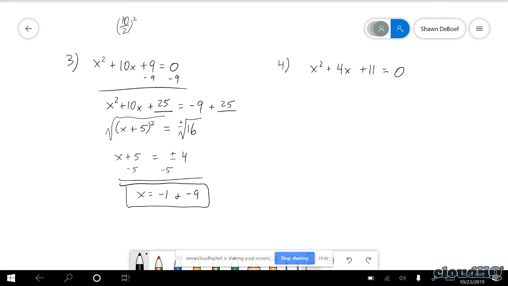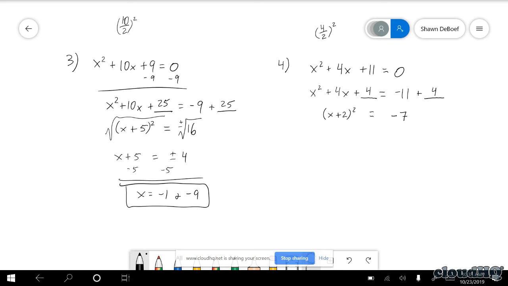I'll show you why in just a little bit, why graphing would not have worked for this problem. So, completing the square. I don't want 11 in the C position, so I subtract it away. It's a negative 11 on the other side. What number should I put in the C position? You take the B value and you cut it in half, and you square that. Half of 4 is 2, 2 squared is 4. We want a 4 in that C position. Negative 11 plus 4 is negative 7.